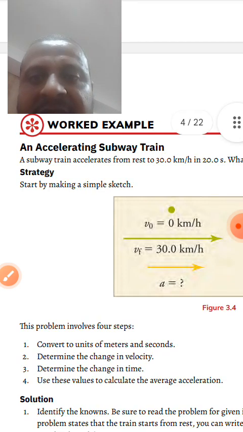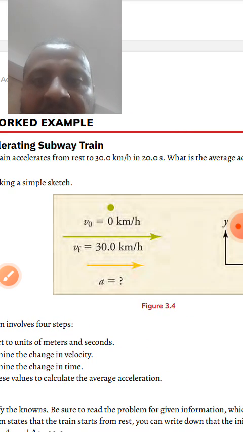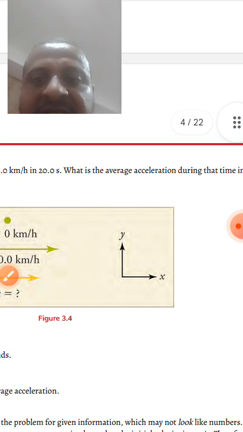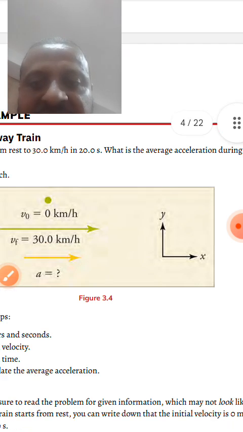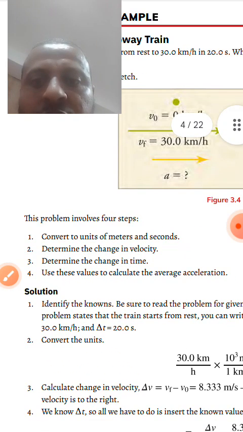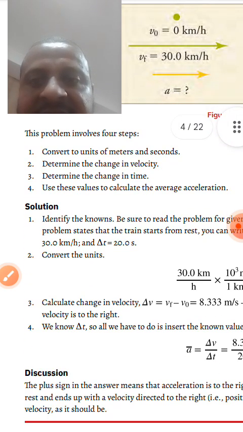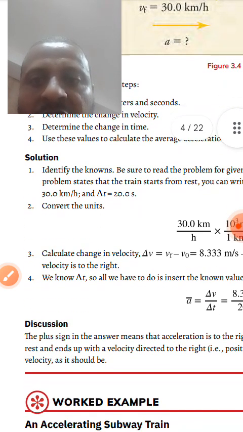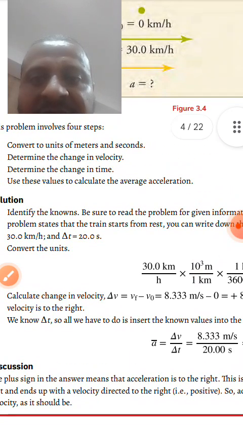Strategy: start by making a simple sketch. V initial is equal to 0 km/h. V final is equal to 30 km/h. Acceleration is equal to how much? You can see the y direction and the x direction. This problem involves four steps. 1. Convert to units of meters and seconds. 2. Determine the change in velocity. 3. Determine the change in time. 4. Use these values for calculating the average acceleration.